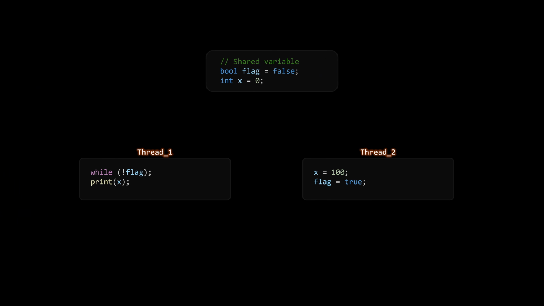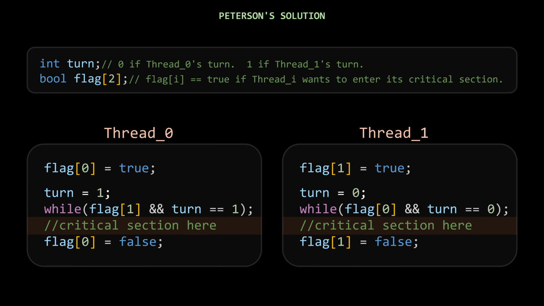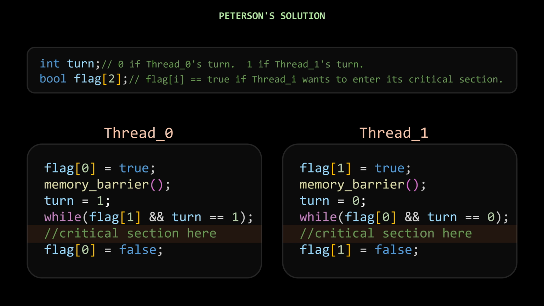In our previous example, we can insert memory barriers to enforce the correct ordering. In thread 1, a barrier ensures that flag is read before X. In thread 2, a barrier ensures that X equals 100 happens before flag equals true. Similarly, in Peterson's solution, inserting memory barriers ensures that operations occur in the order we expect.